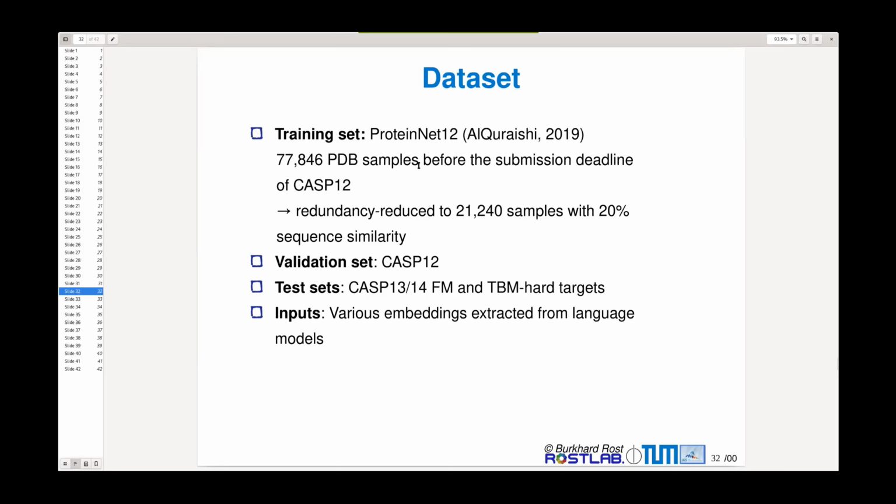The problem with this is it hasn't been updated. So I would really like to see a ProteinNet 13 or 14 at this point, but that doesn't seem to happen. So it will be time to move on.